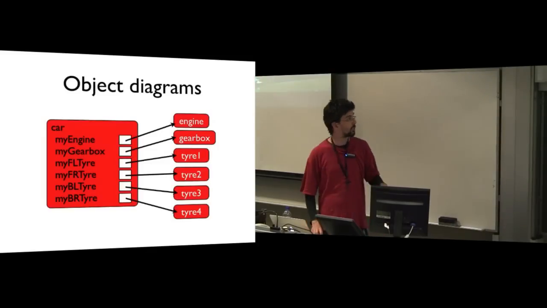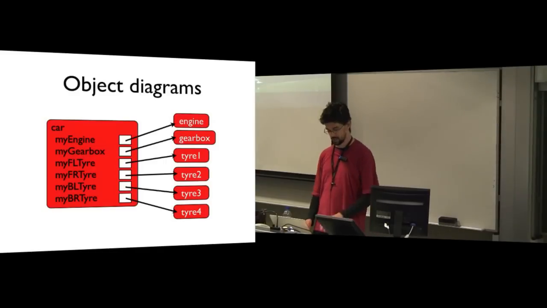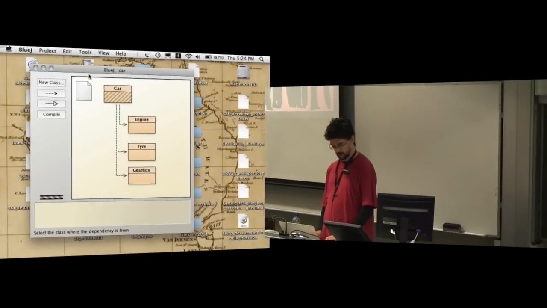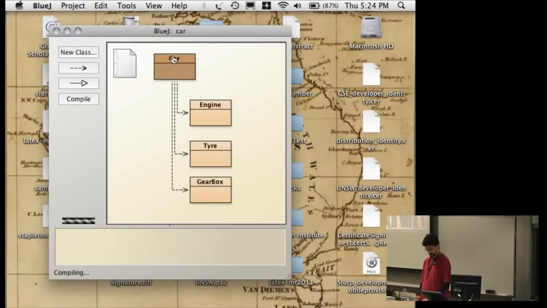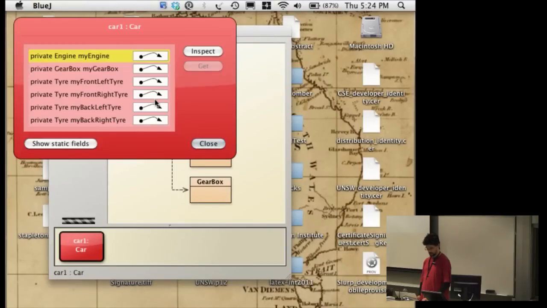Now here's a different way of looking at it. This is an object diagram. This actually shows, if we created an actual car object, what parts it contains. So if we compile and create a car, and we'll call it car 1, we open this up, we can see that the car has all these fields, and all of the fields have this arrow in them. This means that this is a reference to another object.